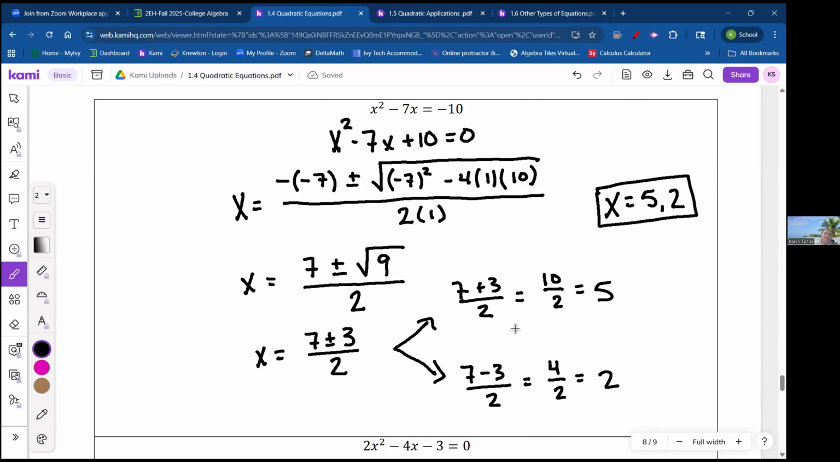But I do see a lot of students get to the left-hand side where it says 7 plus or minus 3 divided by 2, and they stop. You need to keep going. You need to get those singular numerical answers. Questions on the black problem?